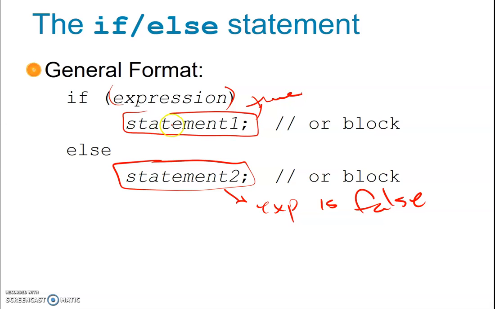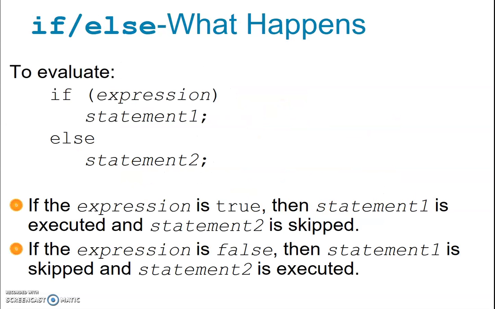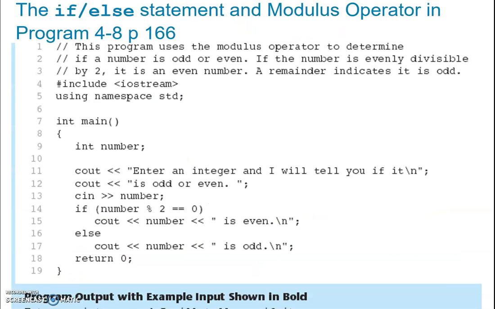So again, it takes one line by default. If I want multiple lines, I need to create a block with curly braces. So that's the idea of a block. So here we have the idea: if the test expression is true, then statement 1 will execute, and statement 2 is skipped. It will only choose one or the other. If the expression is false, then statement 1 will be ignored and statement 2 is executed.